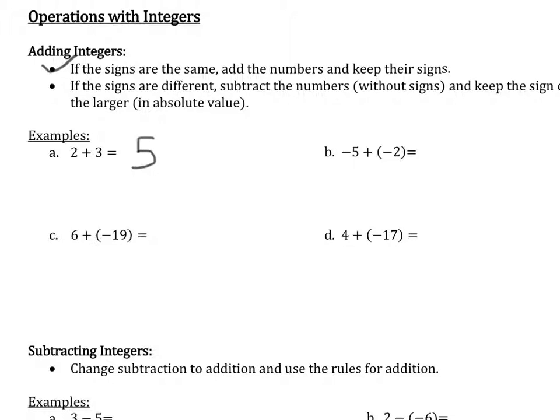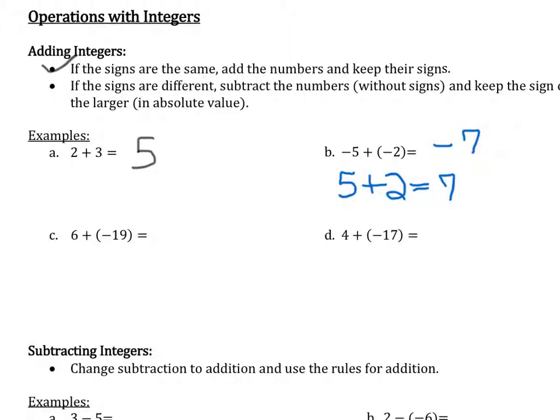I have -5 plus -2. Now, if you look, this -2 is in parentheses. The only reason why I put it in parentheses is to make sure that you see that it's a negative and it's not an extension of that plus sign. But the signs are the same, a -5 and a -2. So I'm not going to even think about the signs. I'm just going to add 5 and 2 together. 5 plus 2 equals 7. Since both of those were negative, when I add them together, I'm going to get a -7. So my solution to that one would be -7.